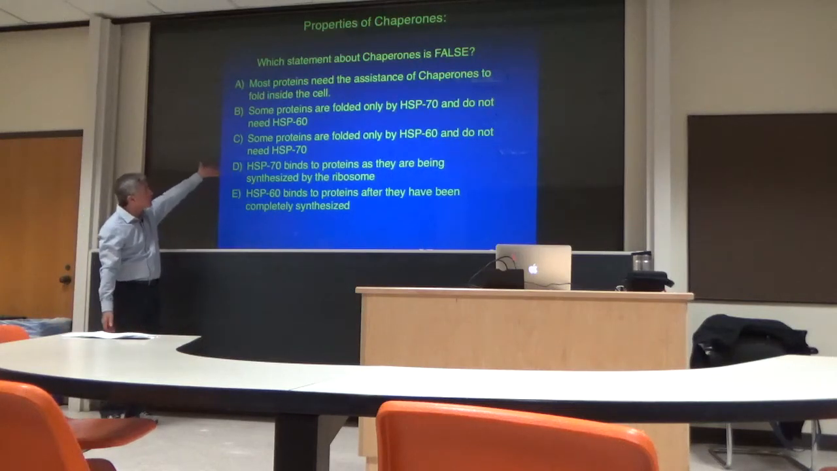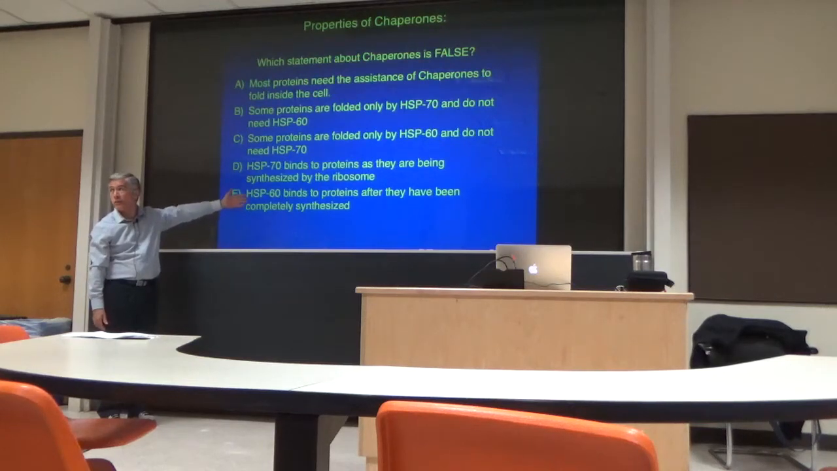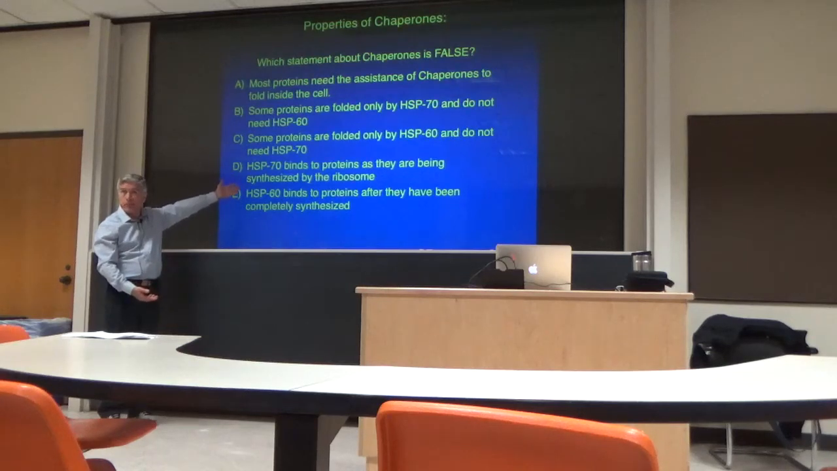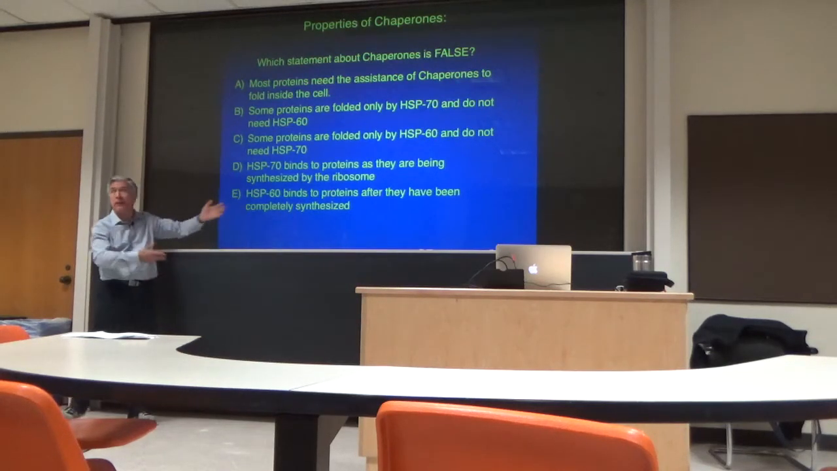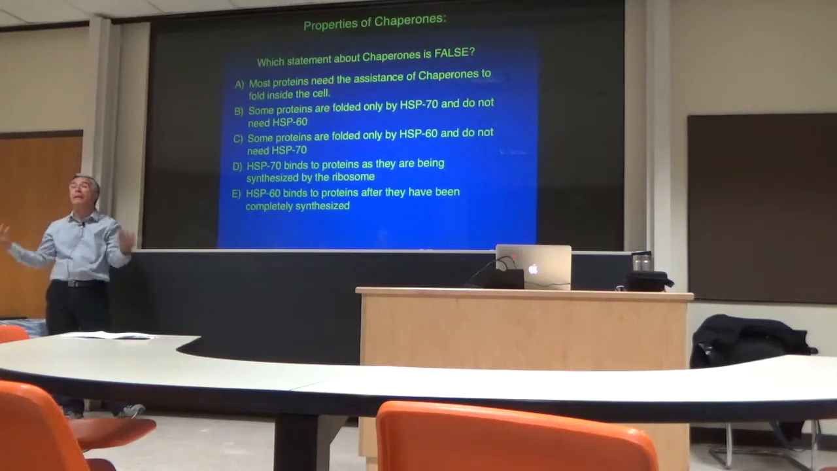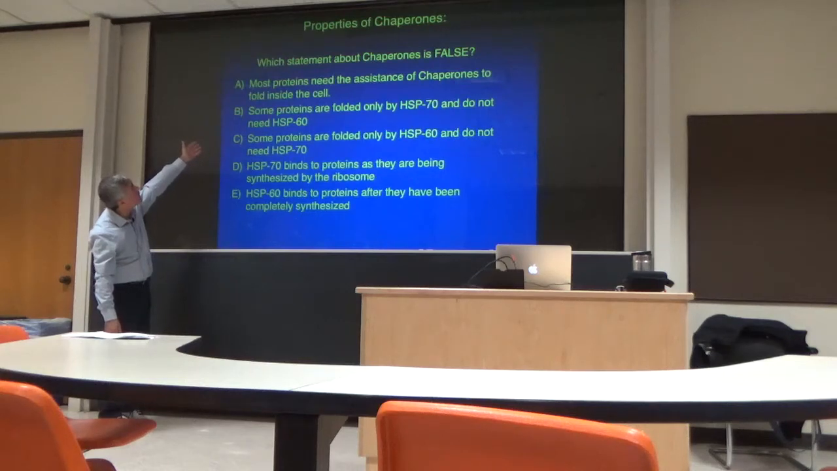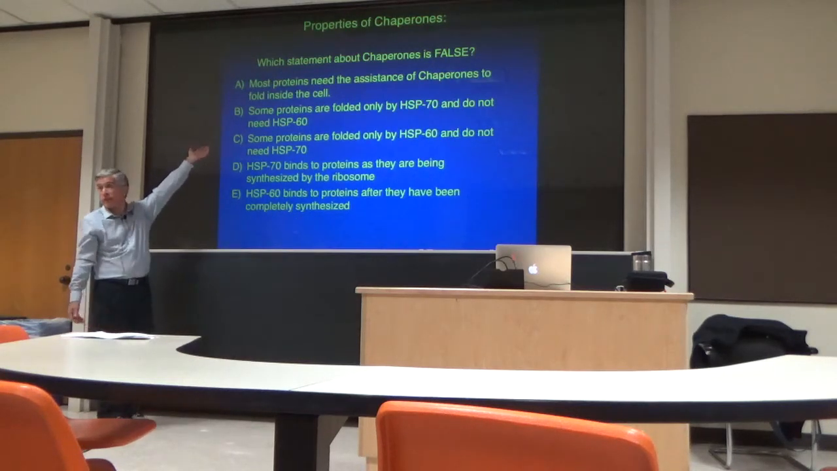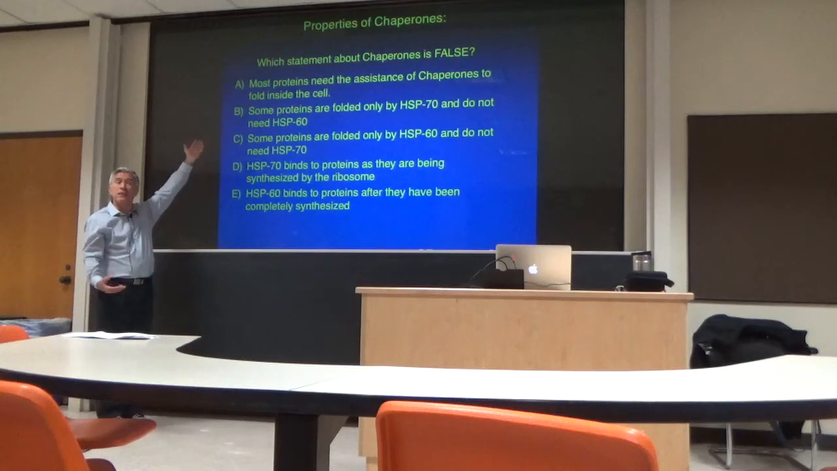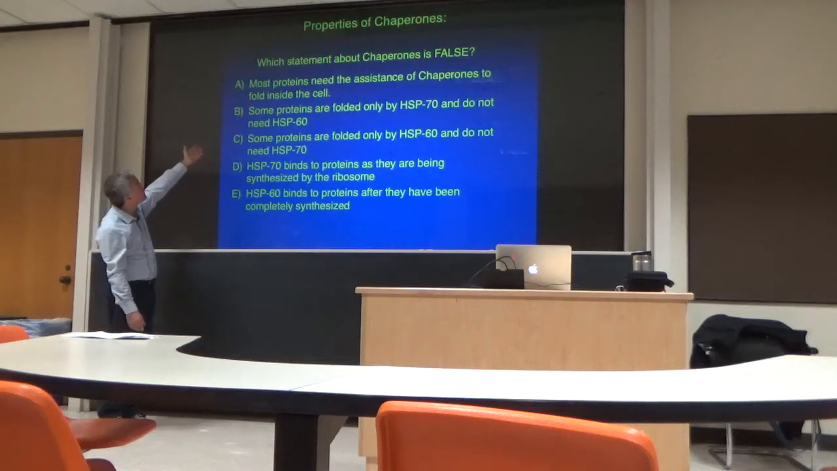And all the other ones are correct. So HSP70 binds the proteins as they come out of the ribosome, as shown in the movie. HSP60 binds the proteins after they have been completely synthesized, because it doesn't bind as they're coming out of the ribosome. That's the function of HSP70. And HSP70 then delivers them to HSP60, so they have been completely synthesized. So that is true. The proteins are folded only by HSP70 and do not need HSP60. That is also true. HSP70 can fold a whole collection of proteins by itself.